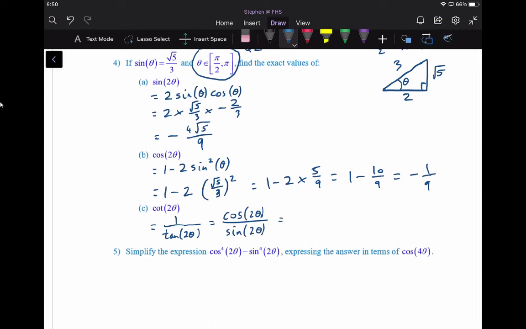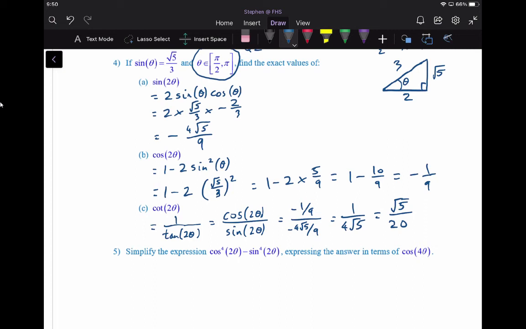And luckily we have both of those numbers. Cos of 2 theta is negative 1/9. Sine of 2 theta is going to be negative 4 root 5 on 9. So the denominators will cancel out, and so will the negatives. So we end up with 1 over 4 root 5. And now rationalizing that, you should get root 5 on the top, and 4 times 5 is 20 on the bottom. And there we go. Cot 2 theta equals root 5 on 20.